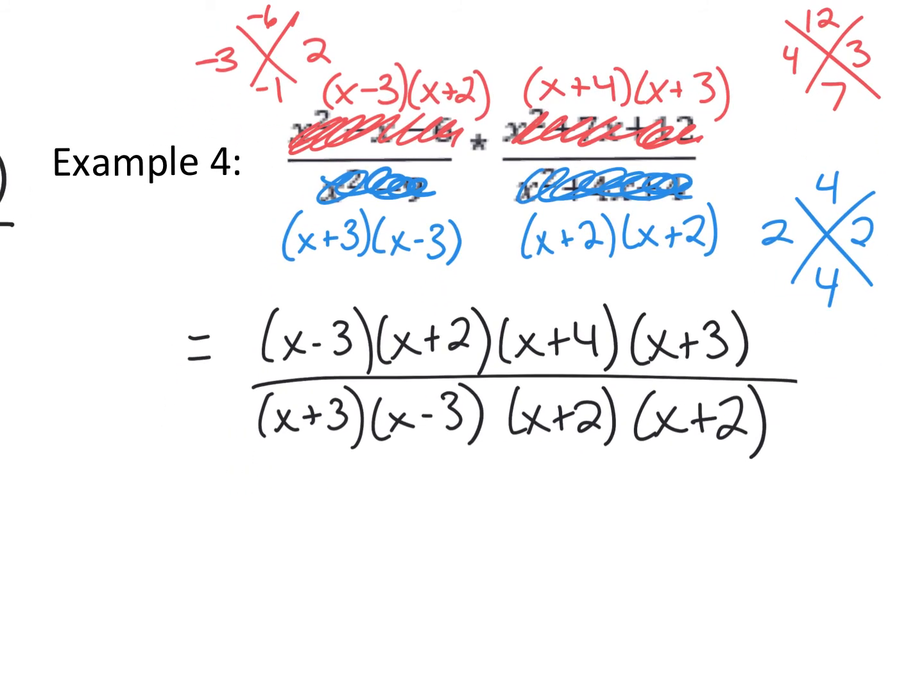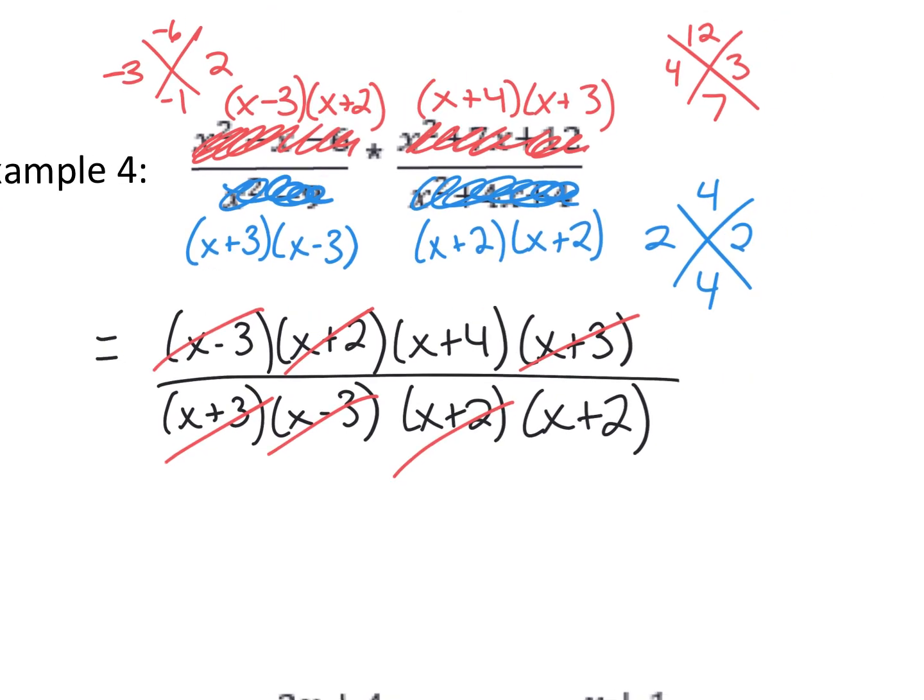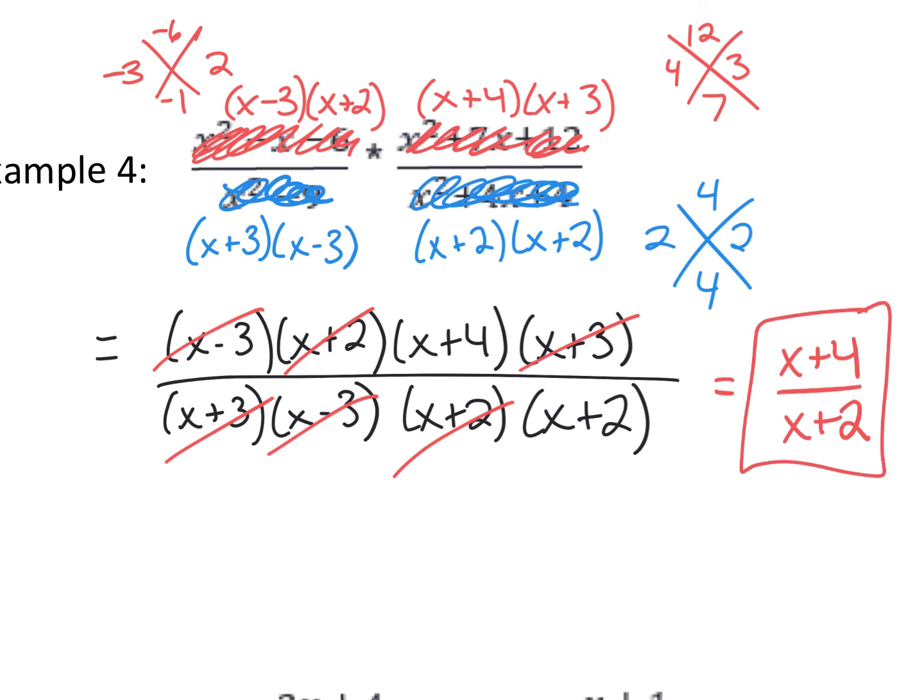And now we do the fun part. What's disappearing? X minus 3. X plus 3. Yep, one set of x plus 2. And what do we have left? X plus 4 over x plus 2. Can that be simplified? No. Why not? They're not the same binomial. Gotta know that.